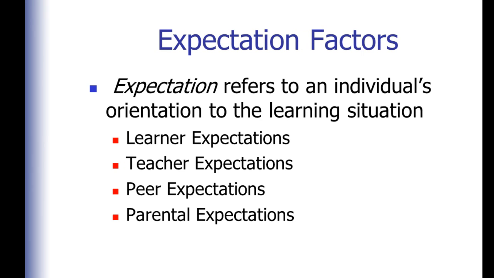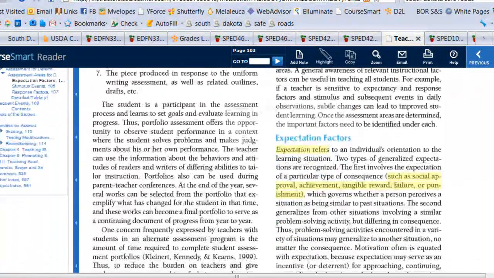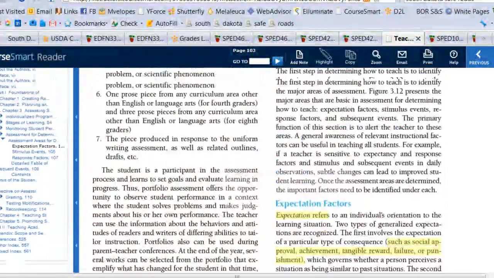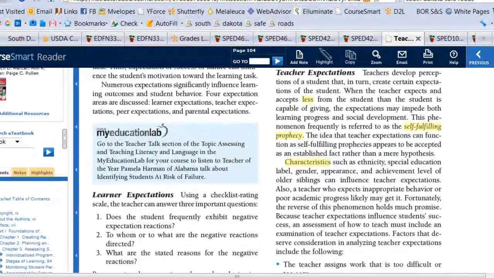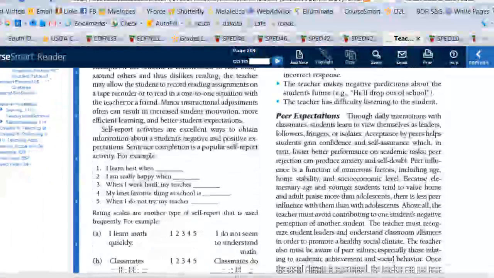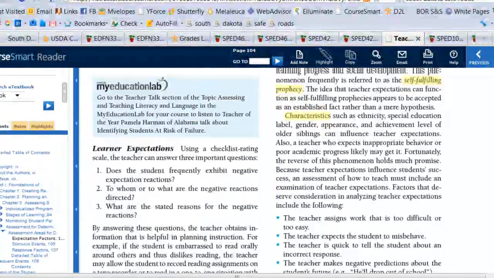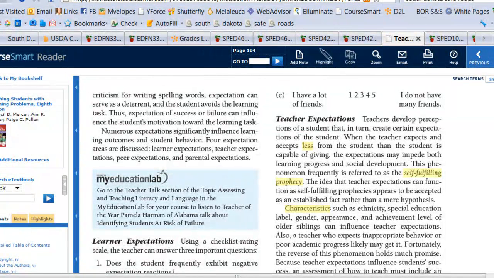Folks, I'm going to bring that back here also and ask you to bring one line about each of these. I highlighted them here. This is on page 103. So turn to pages 103 and 104 and talk about these factors: the learner, the teacher, and the peer and the parents, their expectations for each of those. Tell what effect that will have on how to teach for each of these.